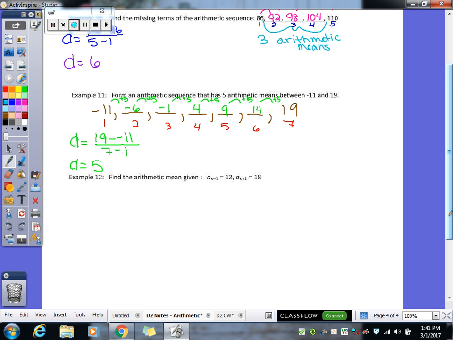All right, and then our last one here. You have to remember what these notations mean. A sub n minus 1 means that's our previous term. The one we haven't dealt much with is your a sub n plus 1. What term does this refer to? Your next term. So that means I have the previous term, I don't know that middle term, and I have my next term. So basically we're just looking for what would come in between our 12 and our 18.